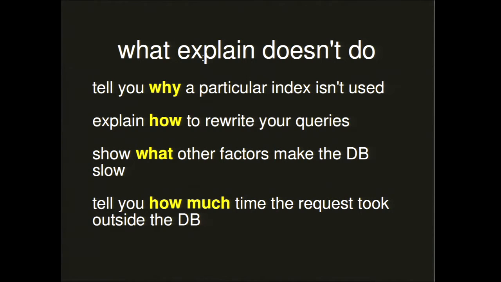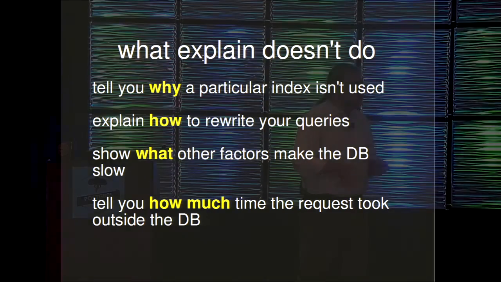For example, one of the big questions you often get is, hey, I have an index on X. Why didn't the query use it? EXPLAIN won't tell you that, at least not directly. It won't tell you how to rewrite your queries to make them faster. It definitely won't identify any of the other factors that can make a database request slow, things like network lag, et cetera, including not showing you any time that took place outside the database, which can sometimes be much longer than what's taking place inside the database.